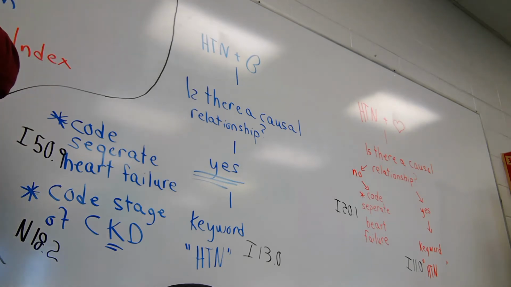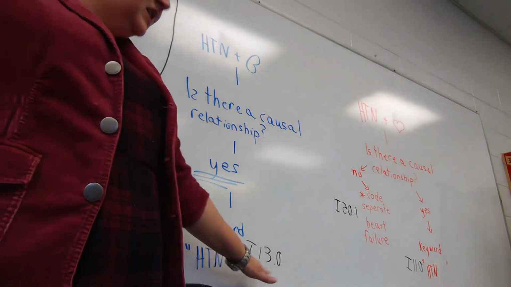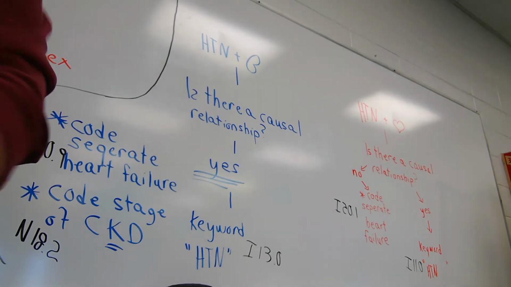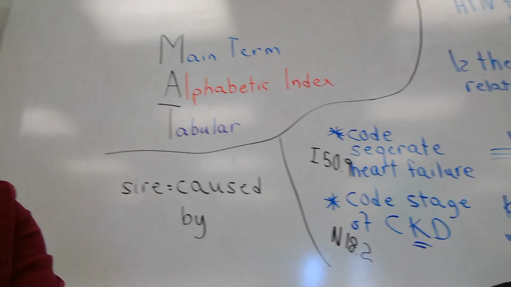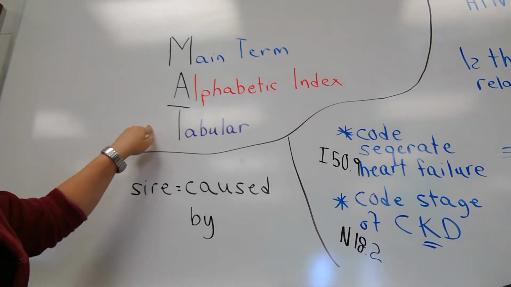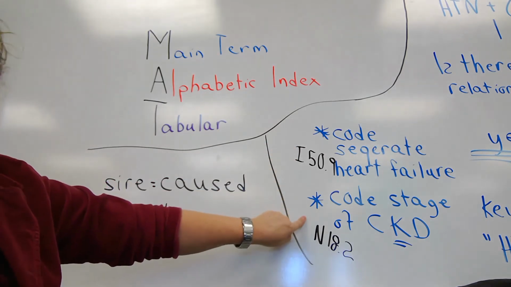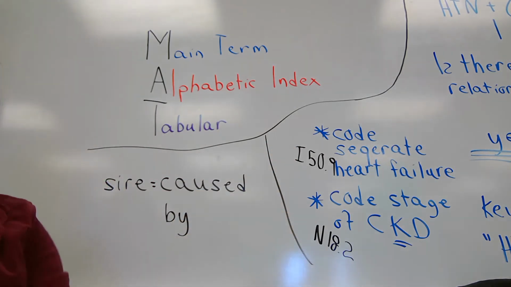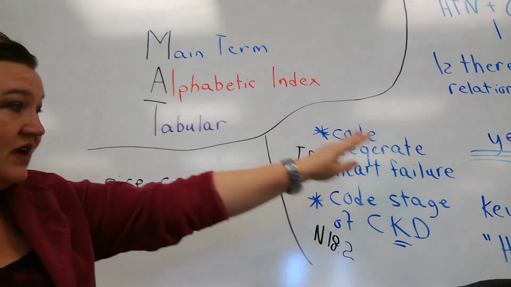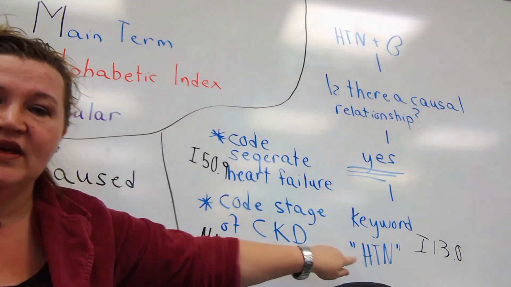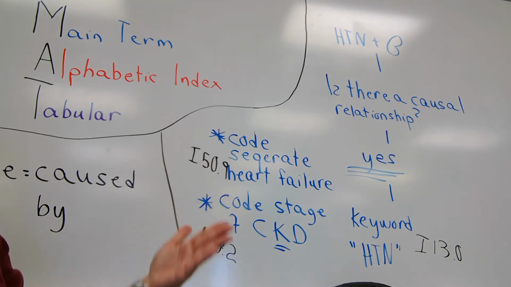It's pretty easy. Also, if you go look in your code book at I13.0, the notes that show up in the tabular give you this additional information. It says code also this and this. Okay, so if you've looked at your notes, you know that sometimes it says code also, and that means that this is your primary code. Then you're going to code these in addition to that code, according to the note.